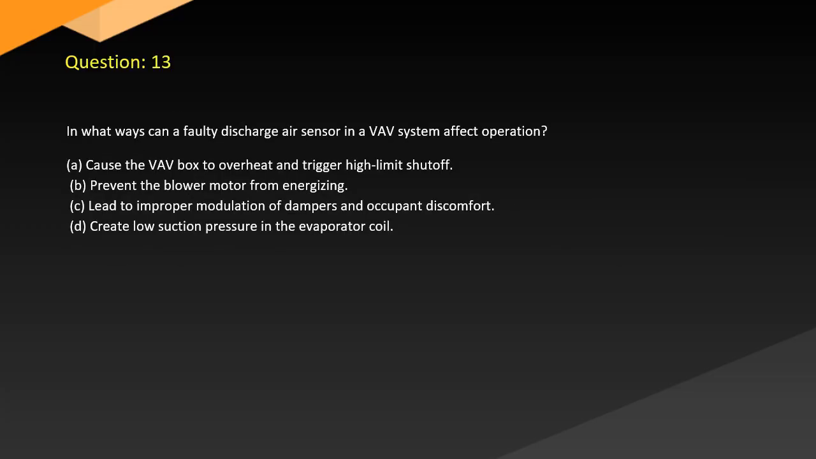Question 13. In what ways can a faulty discharge air sensor in a VAV system affect operation? A. Cause the VAV box to overheat and trigger high limit shutoff. B. Prevent the blower motor from energizing. C. Lead to improper modulation of dampers and occupant discomfort. D. Create low suction pressure in the evaporator coil.